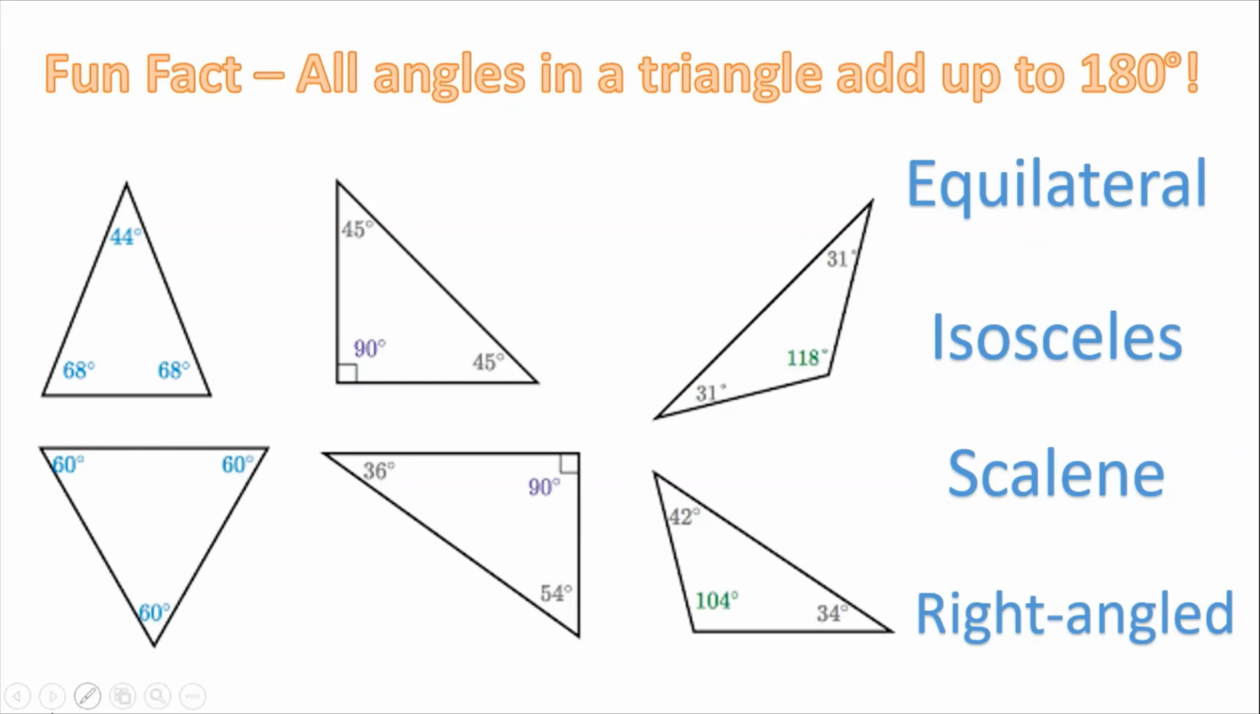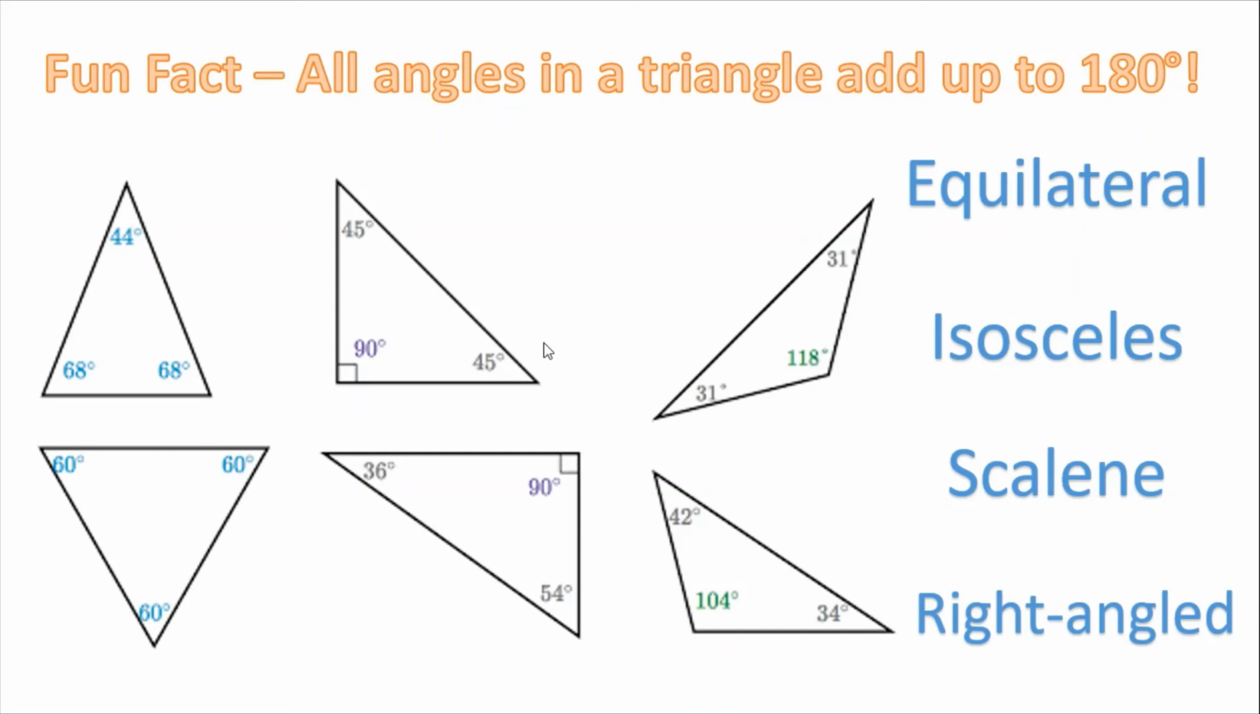So if you have a right angle somewhere, that means that's 90 degrees already. So that means that the other two angles have to also add up to 90 degrees to create a total of 180 degrees. It's just one of those maths law things which is really cool, that all the angles always add up to 180 degrees. That's maths for you.